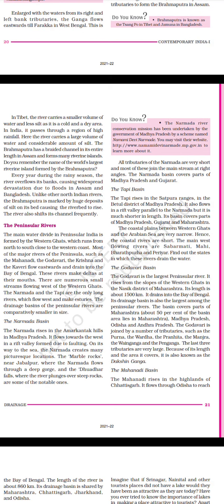The Narmada Basin. The Narmada rises in the Amarkantak Hills in Madhya Pradesh. It flows towards the west in a rift valley formed due to faulting. On its way to the sea, the Narmada creates many picturesque locations. The marble rocks near Jabalpur, where the Narmada flows through a deep gorge, and the Dhuandhar Falls, where the river plunges over steep rocks, are some of the notable ones.